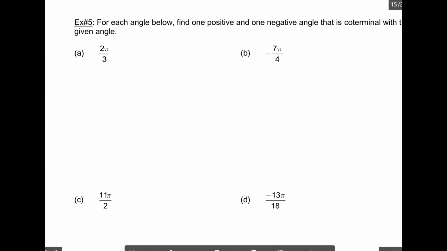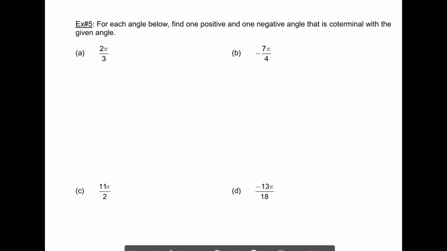So we can continue on to the next one. All right, for each angle, we're going to find one positive and one negative angle that's coterminal. So what does coterminal mean? Do we remember? Okay, besides Ari, Liana. Hey, what's coterminal mean?